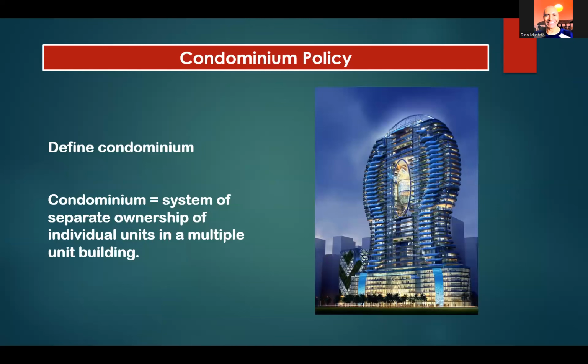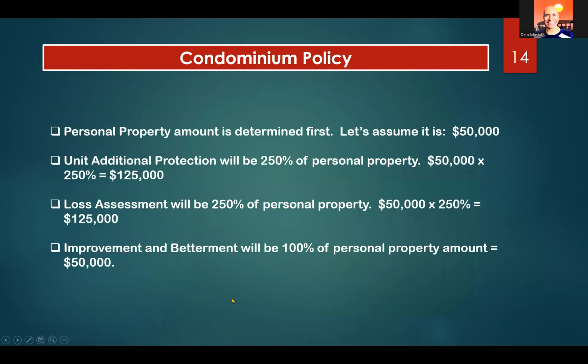Okay? And so let's just say there's some unique coverages here. Personal property amount is determined first. Let's assume it's 50,000. So when you insure a condo, one of your customers says, okay, I want to insure my condo. The first question you're going to ask is, Mr. Customer, when you look around inside your condo, how much do you think all the personal property that you have is?